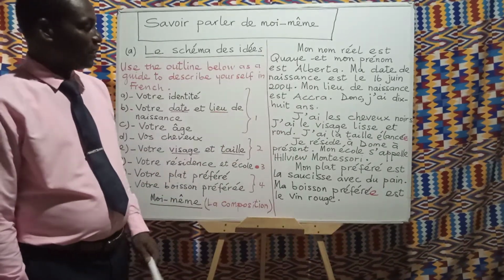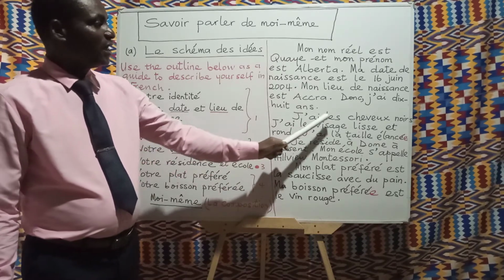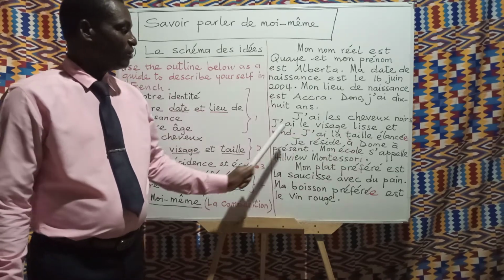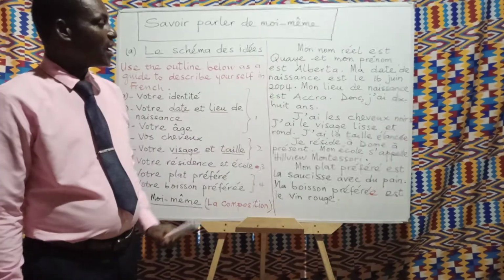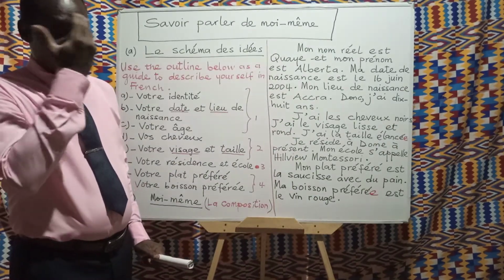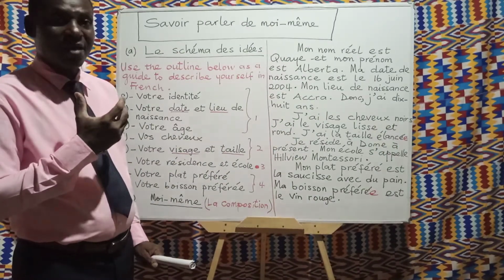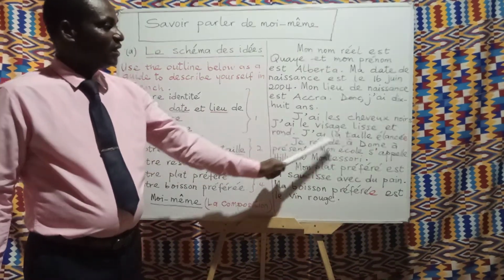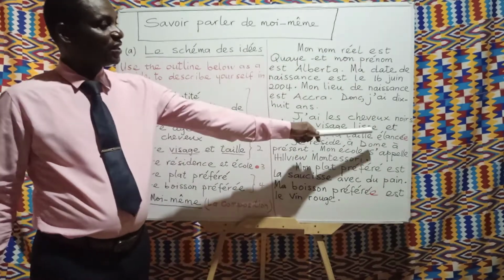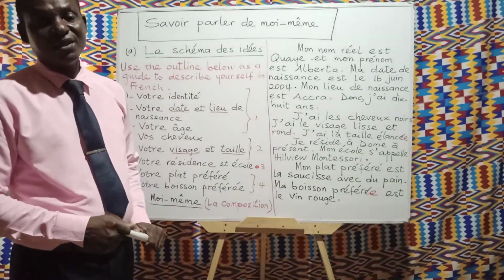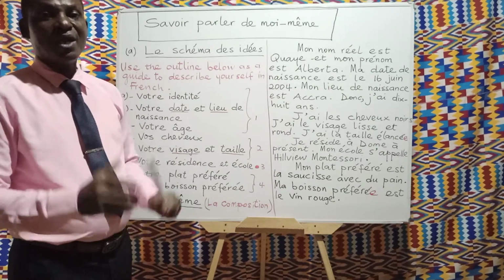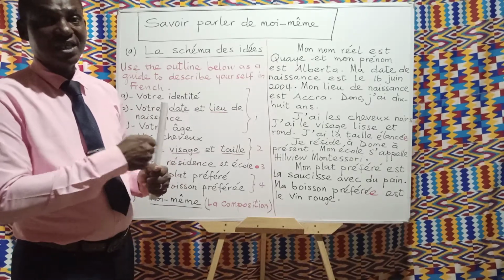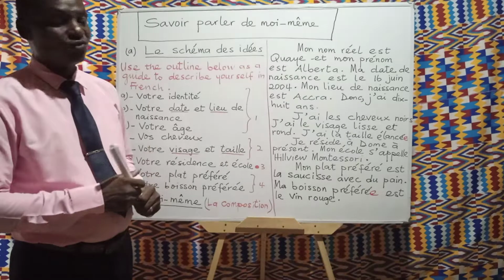And then, in the second paragraph, we have j'ai les cheveux noirs. J'ai le visage lisse et rond. So here, Alberta has what? A round what? Face. And at the same time, it is smooth. Then, j'ai la taille élancée. La taille élancée, you see élancée, E is added to élancée. Here, Alberta is a female. So you have to agree with élancée in gender and number. So that is why another E in the red marker is added to élancée.